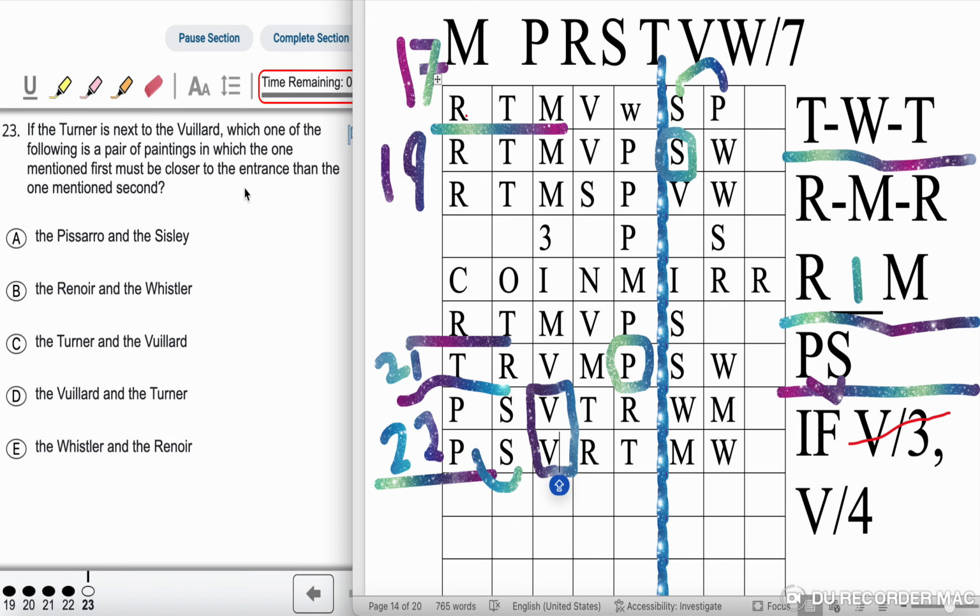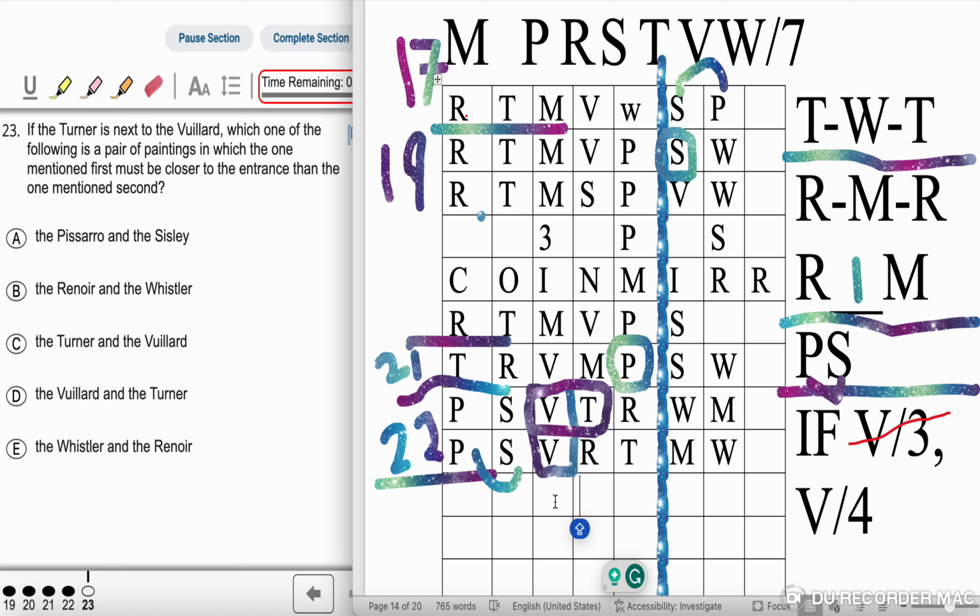Last question, 23. If T is next to V, which one of the following is a pair of paintings in which the one mentioned first must be closer to the entrance than the one mentioned second? So if V is next to T, in this world V is next to T, so we can use this world right here, the one circled, and we're going to use that world right now. It's asking, out of these pairs, the first one must be closer to the entrance than the second one.